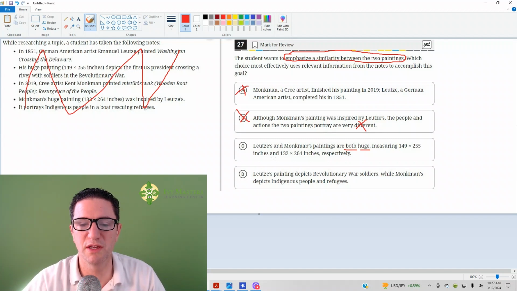Let's go to answer D, though. Leutze's painting depicts Revolutionary War soldiers, while Monkman's depicts indigenous people and refugees. Different peoples, different demographics. D is gone. Your correct answer here is C. The similarity is that they're both huge.